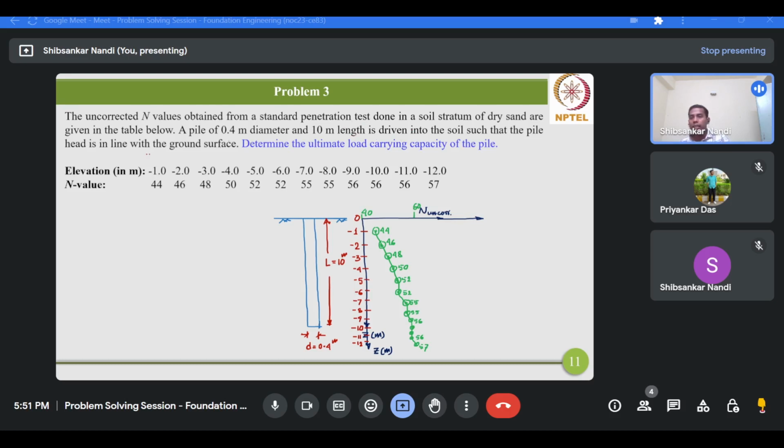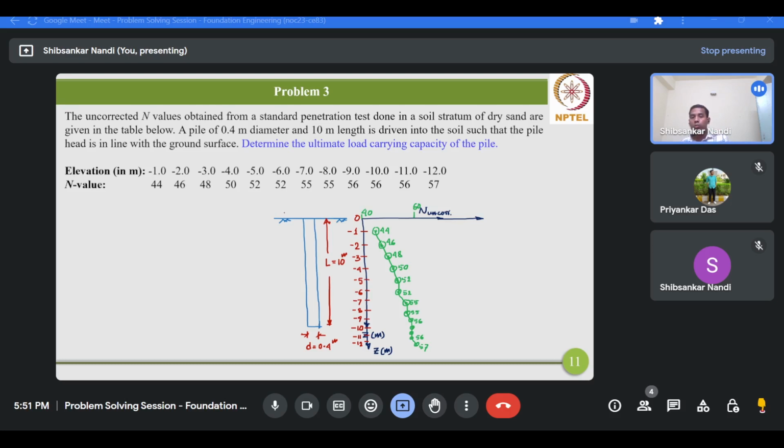the pile head is in line with the ground surface. You can also see from this figure that the pile head basically is matching or is in line with the ground surface. Now how to calculate this ultimate load carrying capacity of the given pile using the SPT test data?